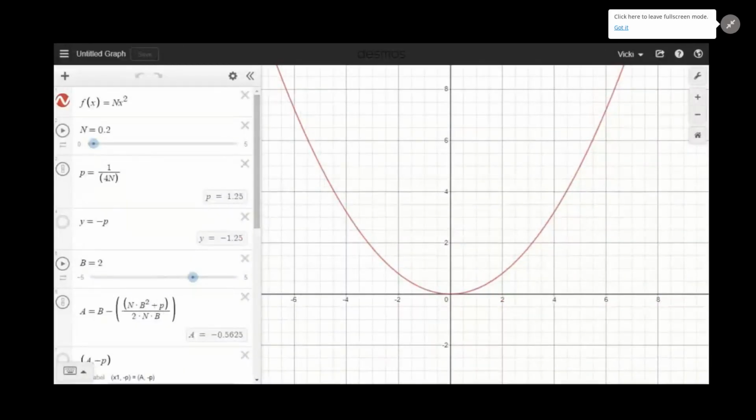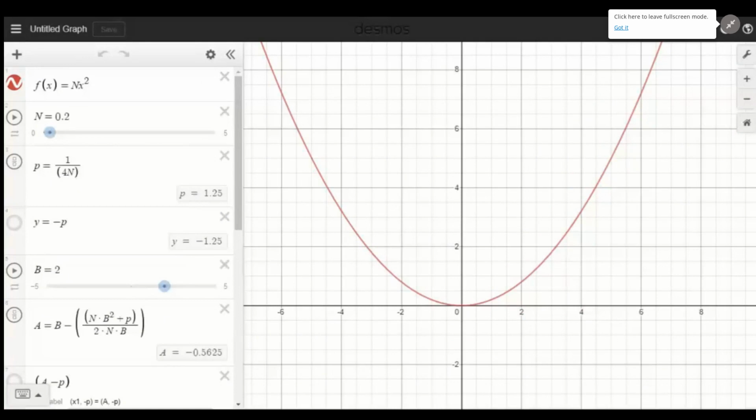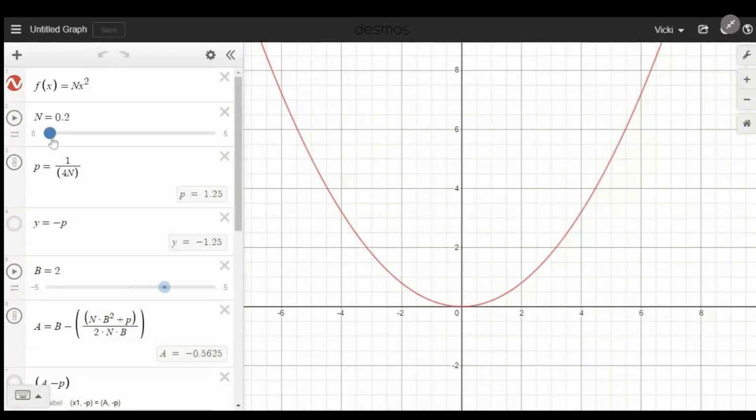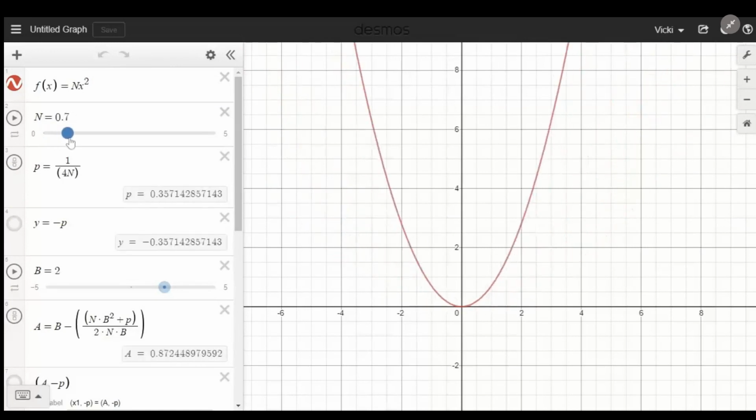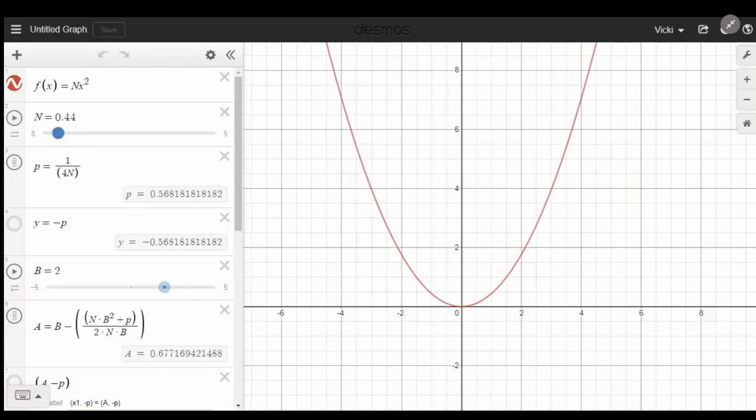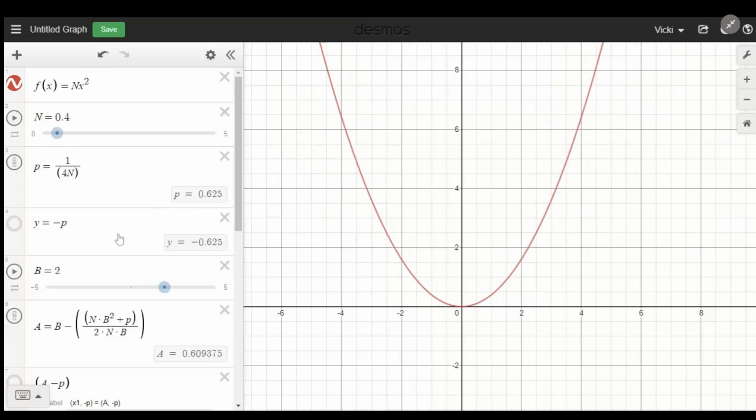So I start with a really generic function. Instead of starting with the one you started with, I started with a general one. And notice if n gets smaller, this thing gets wider. If n gets bigger, it gets skinnier. So let's go here, and by conics theory, P is 1 over 4 times this coefficient.